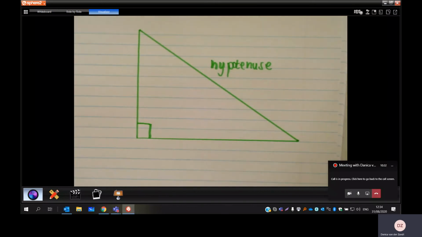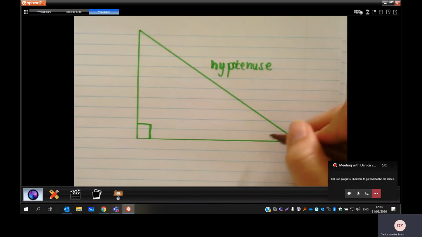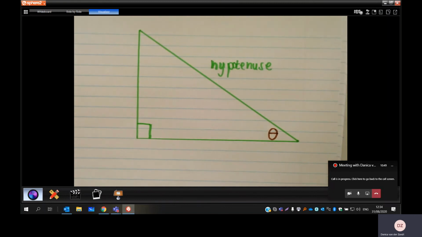Now, I am going to put in a reference angle, and it might not be something you've heard before, but in trigonometry, we often talk about theta. Theta is a circular kind of O with a line at its belly. So I'm now calling theta my reference angle. So since I have a reference angle, I need to reference adjacent and opposite according to theta.